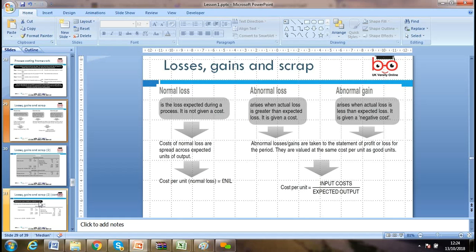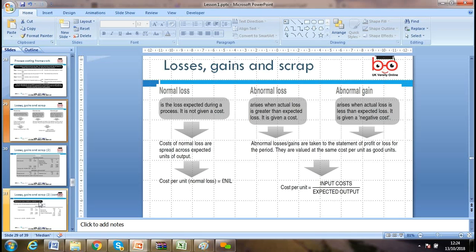Losses, gains and scrap. Normal loss is the loss which we were expecting. Abnormal loss is the loss which we were not expecting. Abnormal gain is when you were not expecting a gain, but you have sold the output. All these losses and gains go into the profit and loss account. If you have more loss, it means you have more expenses, and your profit will drop. If you have an abnormal gain, you were expecting a loss, but actually what happened is high demand, and even for slightly faulty goods, people are happy to pay you more.